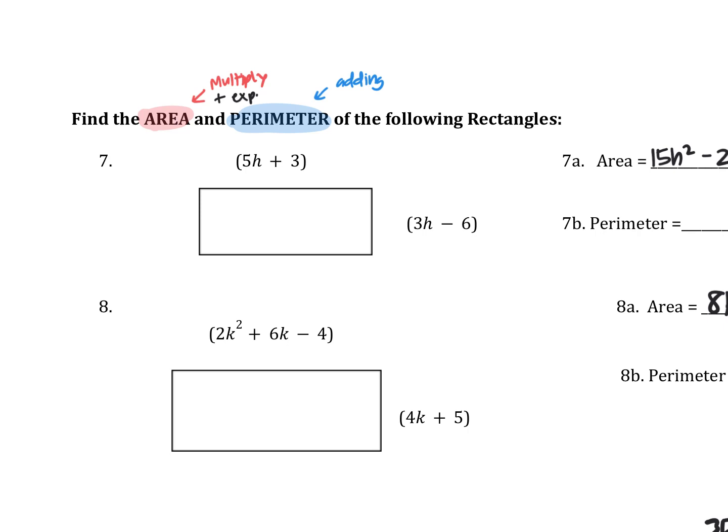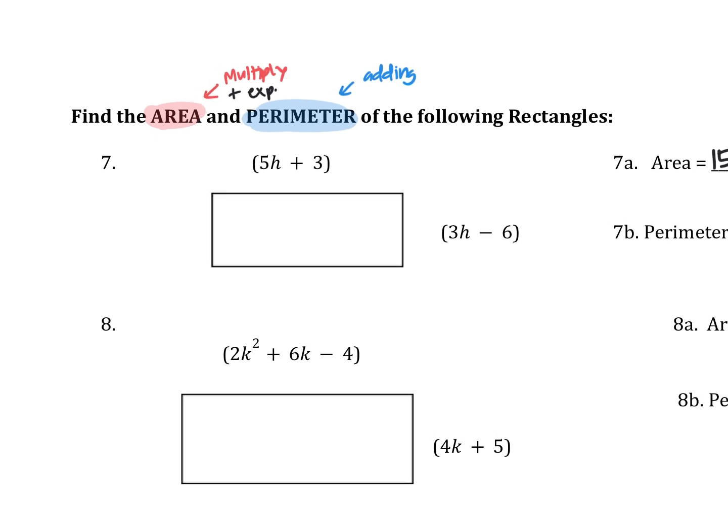Okay, so now in this video we're going to go ahead and add all of the side lengths together, so we're finding perimeter. So if I look at number 7, I know that the top side is 5h plus 3, which means the other side is also 5h plus 3, and this side length is 3h minus 6. So what you're doing is you're adding all of your like terms together.